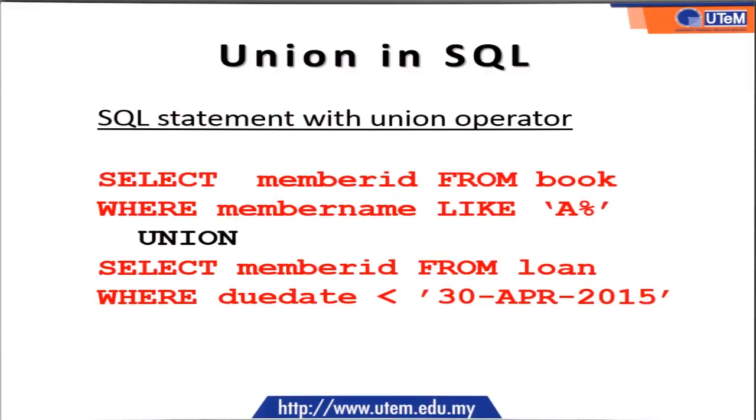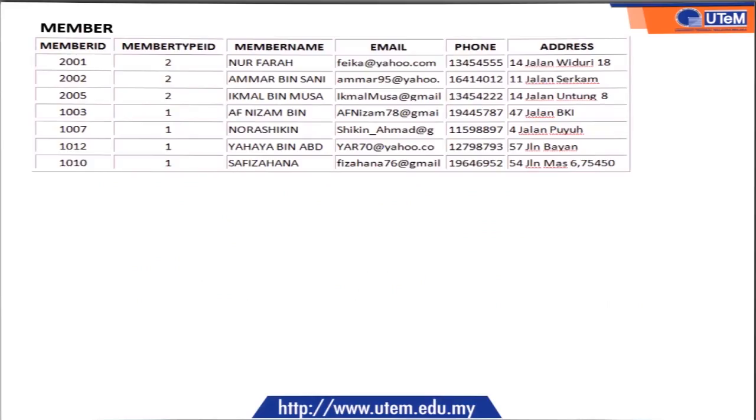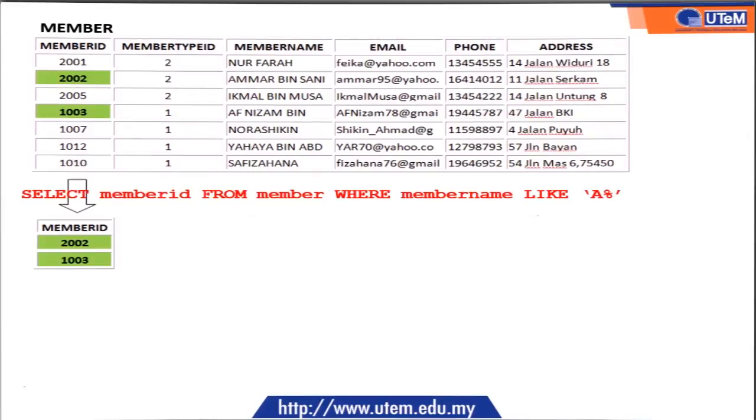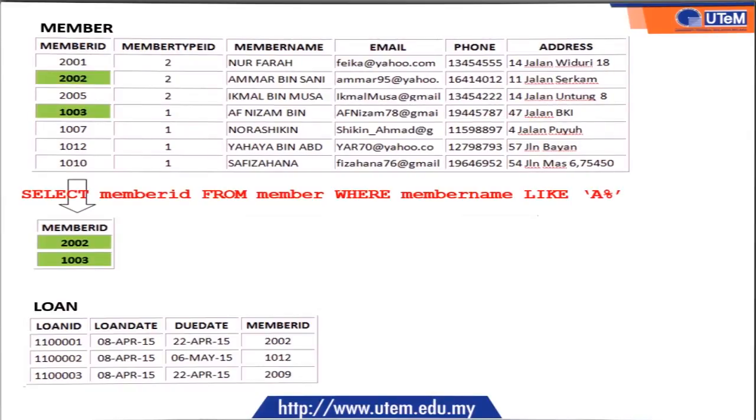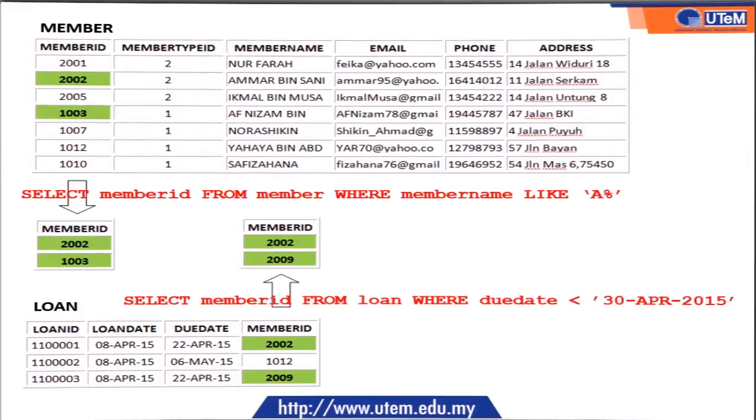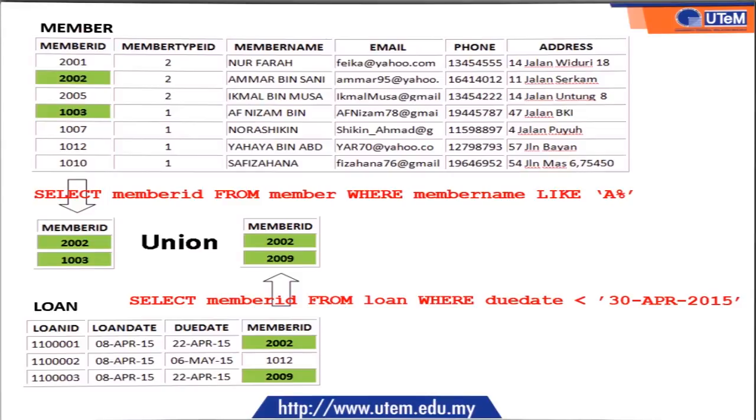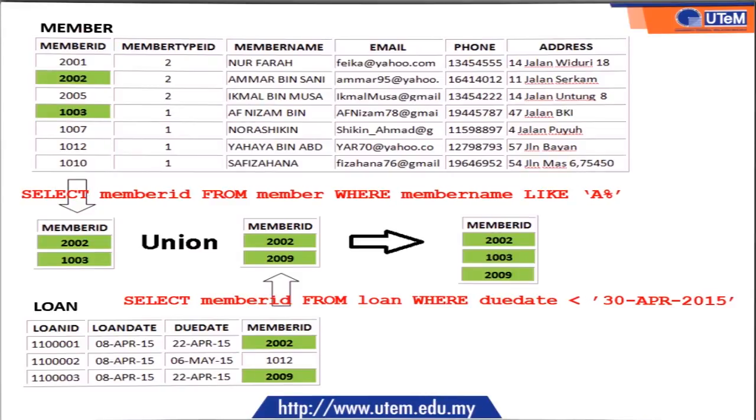The SQL statement contains two select statements. The first select statement generates a list of member ID from members who have name begins with A, while the second select statement generates a list of member ID for loan with due date before 30th April 2015. Then the union operation is applied between the two lists to produce the final result.